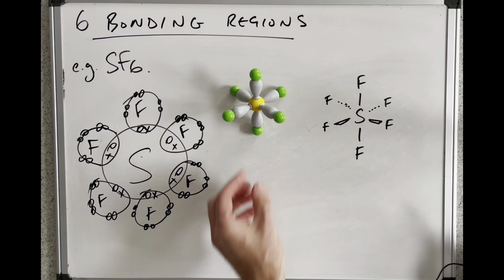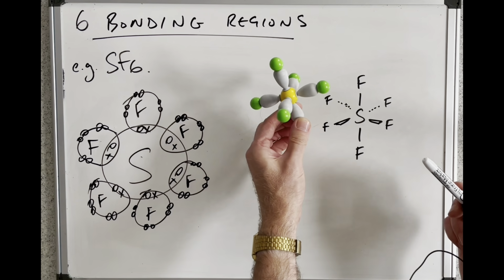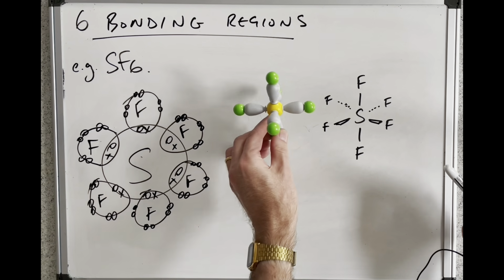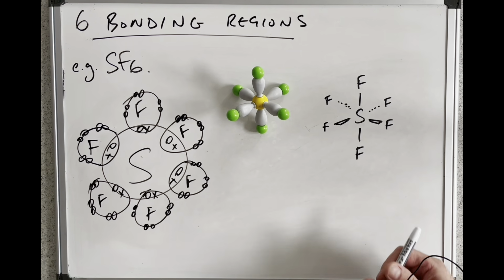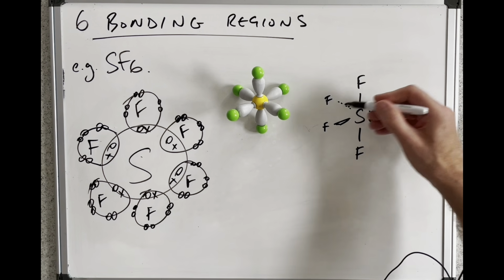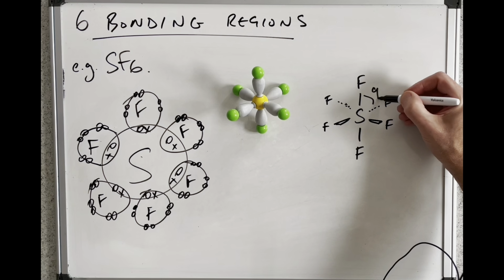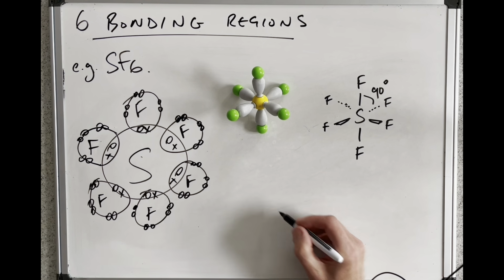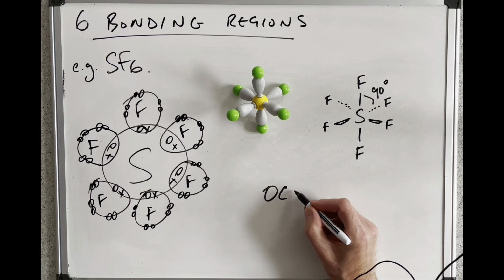Right, angles wise, all the angles are the same. If I just pick up the model, you can see all the angles are the same, and they're all 90 degrees. So I could pick any one of these. I'll go for that one, 90 degrees. And shape-wise, octahedral.